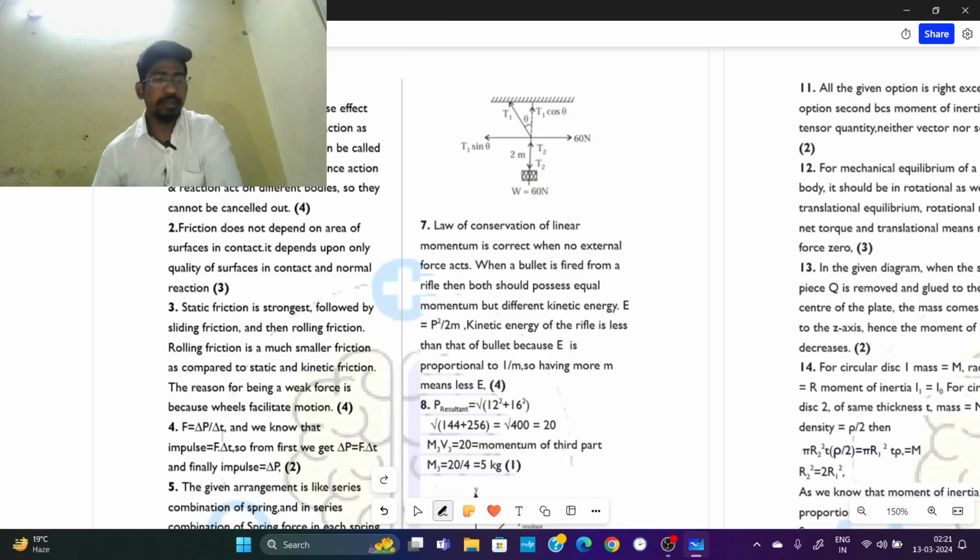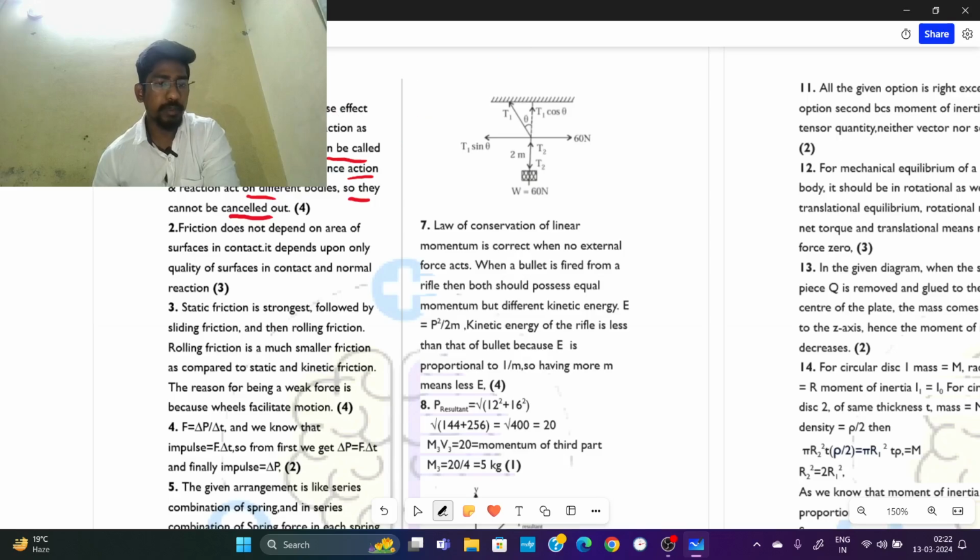Here in the solution you can see that it is written that action and reaction forces are simultaneous forces. They act simultaneously. And there is no cause and effect relation between action and reaction, as any of the two mutual forces can be called action and the other one reaction. Since action and reaction act on different bodies, they cannot be cancelled out, right? So if you see your question, the first option is only one, the second option is only two, the third option is only three, and the fourth one is all of these: one, two, three.